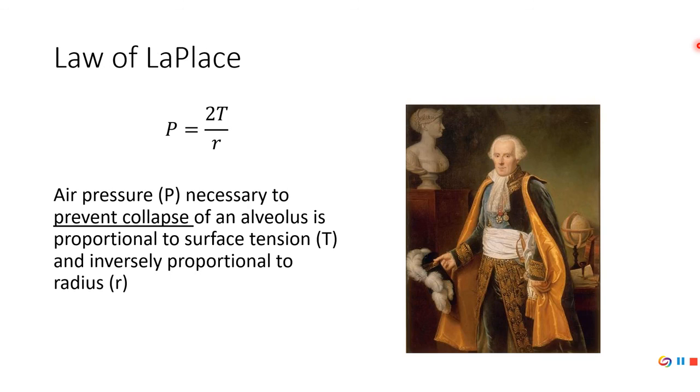Okay. Now, just to give you an idea of how surface tension works, we've got the law of Laplace, and this is Mr. Laplace here. He had this formula that said the pressure to prevent collapse is the pressure required to keep something open is 2 times the surface tension divided by its radius. And so the bigger the radius, the less pressure is needed to keep it open. This is why big bubbles last for a long time and small bubbles don't. They don't need as much pressure to stay open.